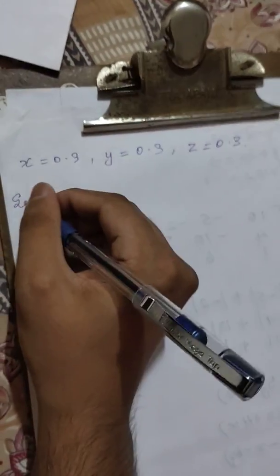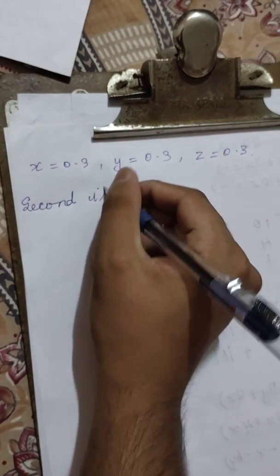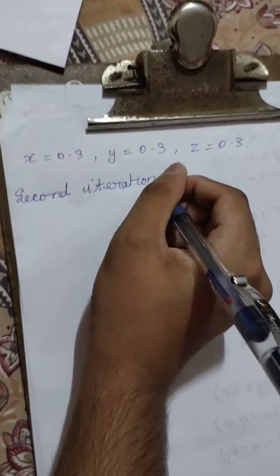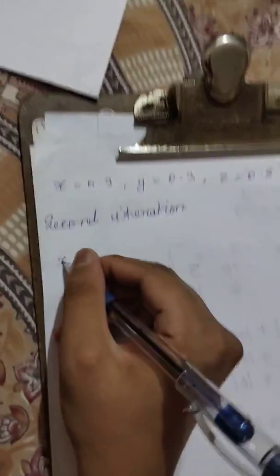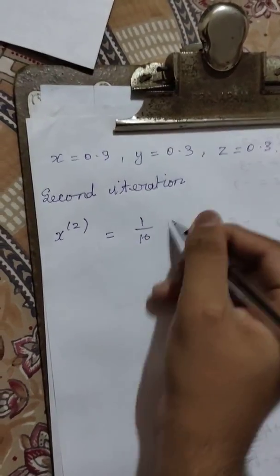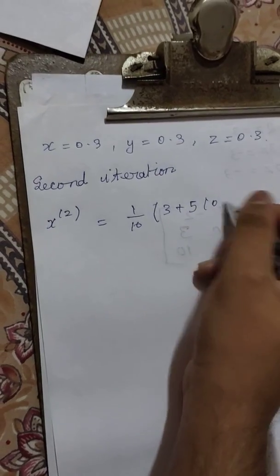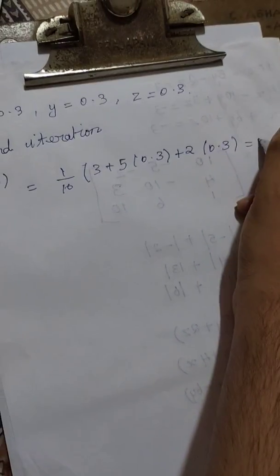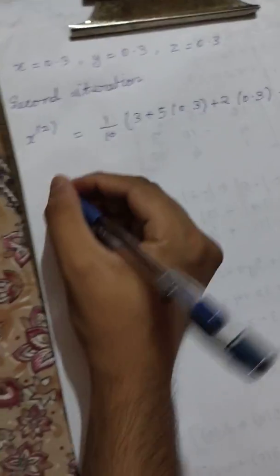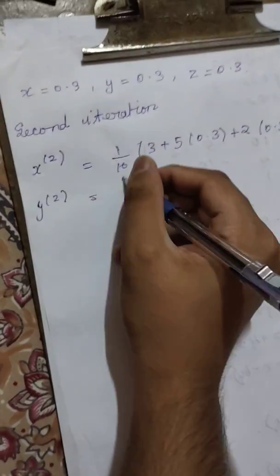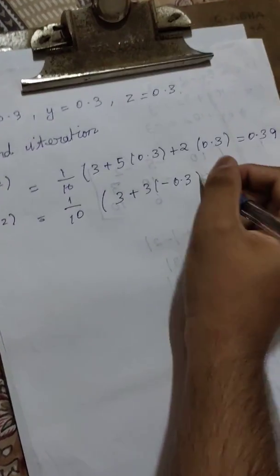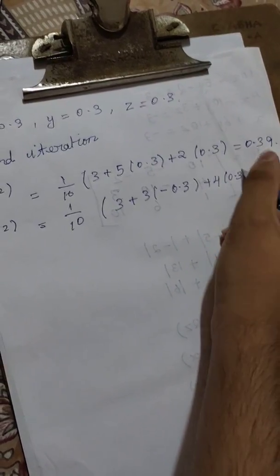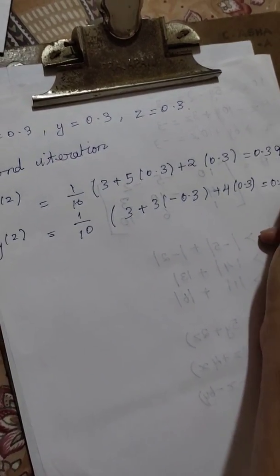Now substituting these values in the same equations, we find the second iteration values by substituting these x, y and z values. So x2 is 1 by 10 of (3 plus 5 into 0.3 plus 2 into 0.3), which is equal to 0.39. So y2 is equal to 1 by 10 of (3 plus 3 into 0.3 plus 4 into 0.3), and we get the answer as 0.33.